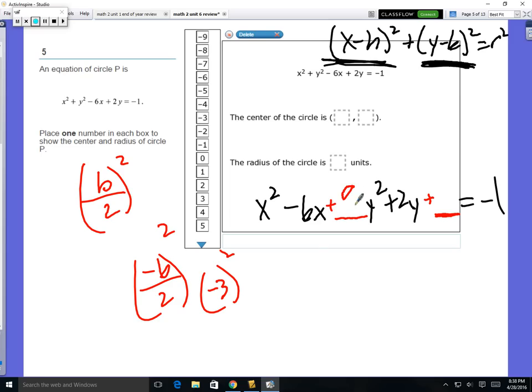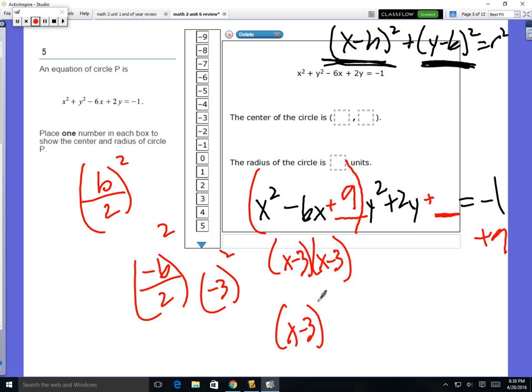So I am missing a 9. If you add a 9 on this side, you've got to add a 9 on this side. Now, if you add a 9 with these x's, you can factor them, and they will factor to be x minus 3 times x minus 3, which is (x minus 3) squared. The y's are missing something.